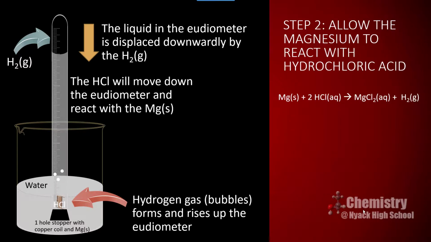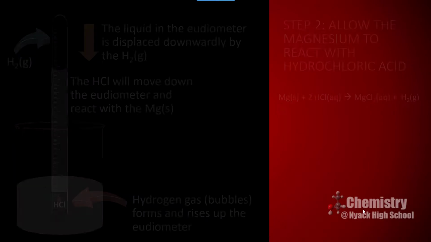As the hydrochloric acid reacts with the magnesium strip, hydrogen gas will be produced, and since it is lighter than the water inside the eudiometer, it will rise and displace the liquid downward. At the top of the eudiometer will be the hydrogen gas.